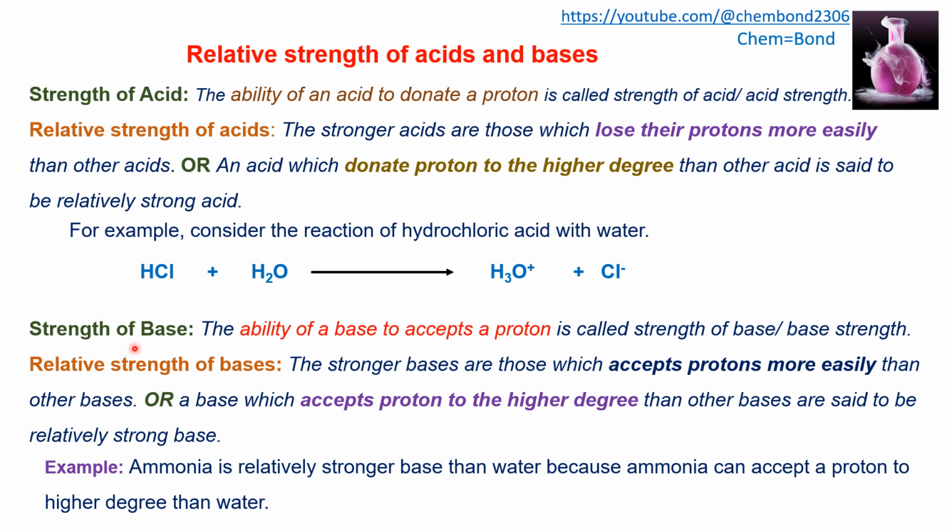Similarly, for strength of bases and relative strength of bases: the ability of a base to accept a proton is known as basic strength, and the relative strength of bases is the relationship of the basic strength of one base with other bases. The stronger bases are those which accept a proton more easily than other bases, or a base which accepts a proton to a higher degree than other bases. That is known as relative strength. Ammonia is a relatively stronger base than water because it accepts the proton to a higher degree than water.